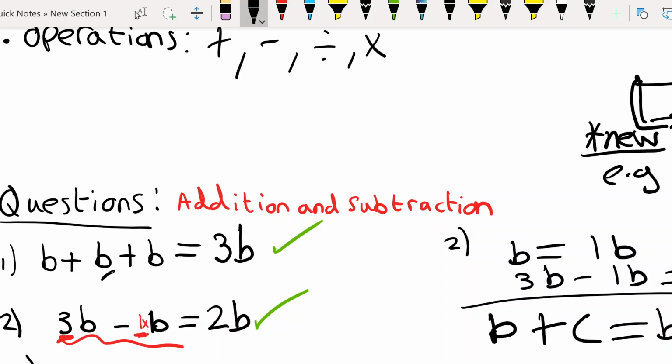So essentially, you can't mix letters around in algebra because these letters could be different things. This might not be the same as this, so you can't mix them around. If you've got two different variables, banana b, carrot c, whatever, you can't mix them around. You just have to keep them the same.